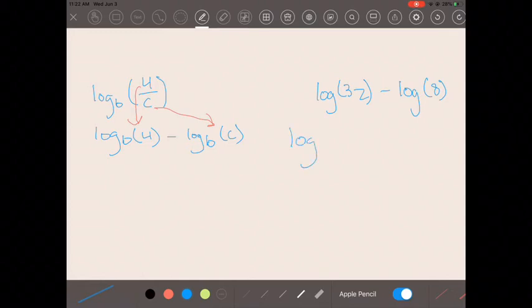This next logarithm we're going to do is log of 3z minus log of 8. Once again, we're going to use the quotient property for this rule to condense. This will condense to log of 3z over 8.